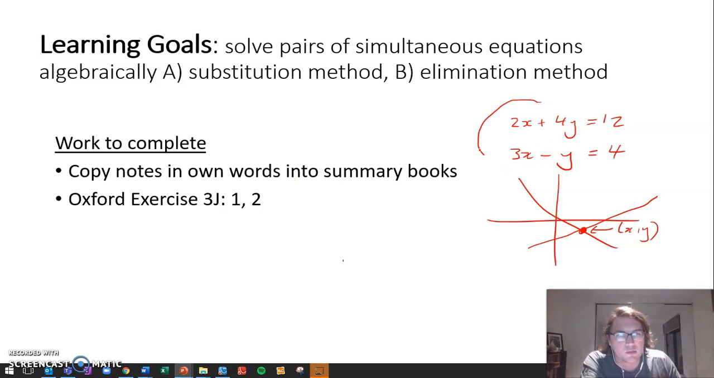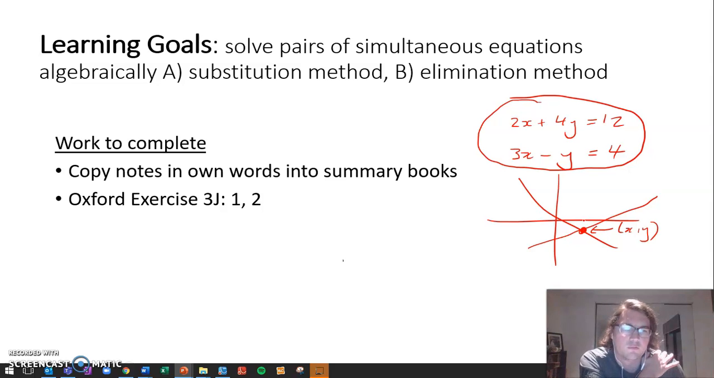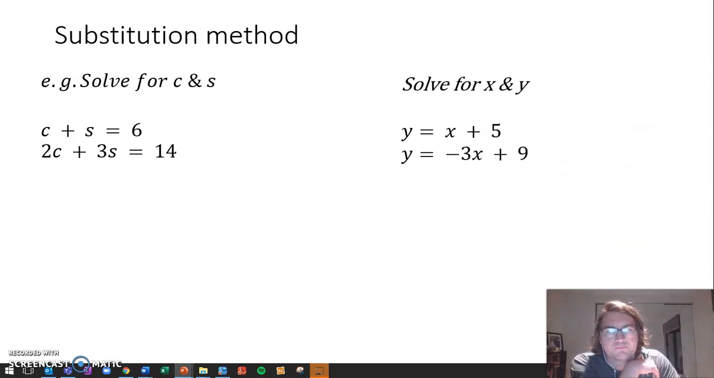So what I mean by that is, without a graph, just using some algebra, how would you work out those two values, x and y? After I've been through both methods, you'll need to copy down some notes for each. I would just use the textbook examples and then do that in your own words, and then finish exercise 3J.